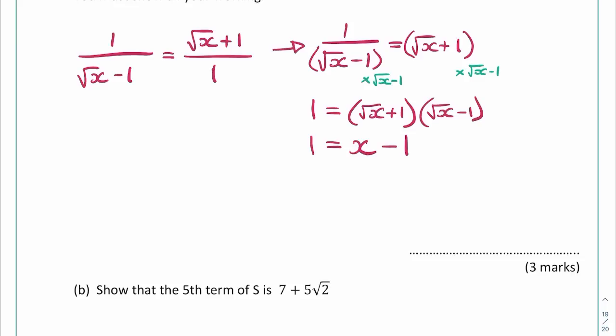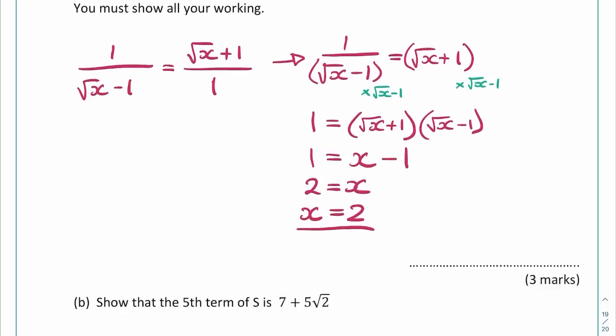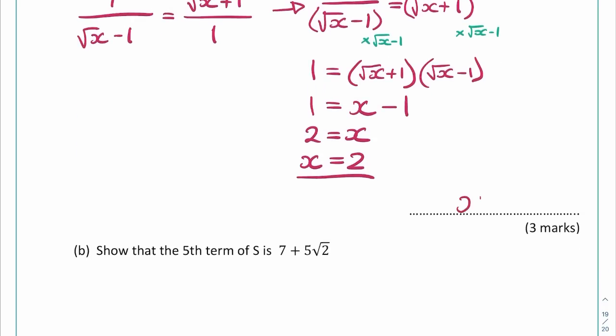1 is equal to x minus 1. Add 1 to both sides, you get 2 is equal to x. Or you could write that out as x is equal to 2. So that was part A, x is equal to 2.